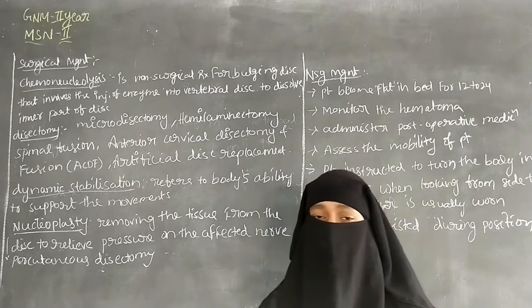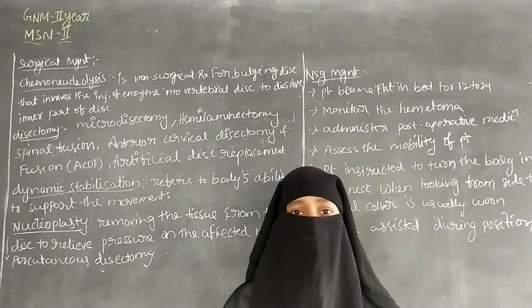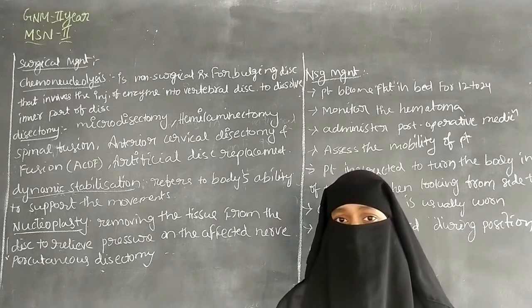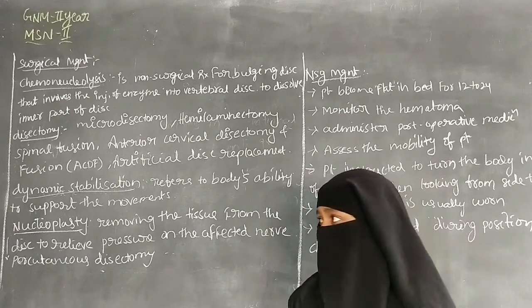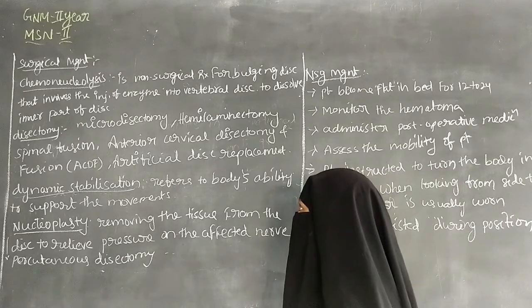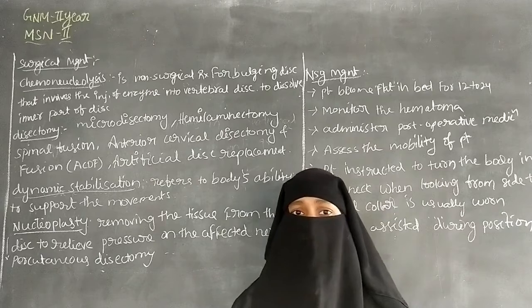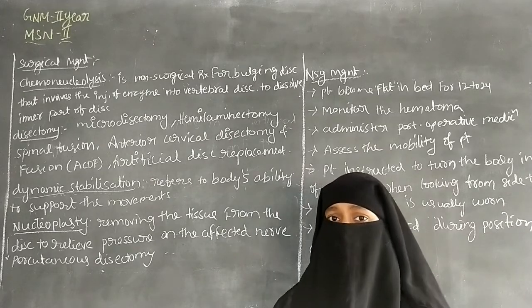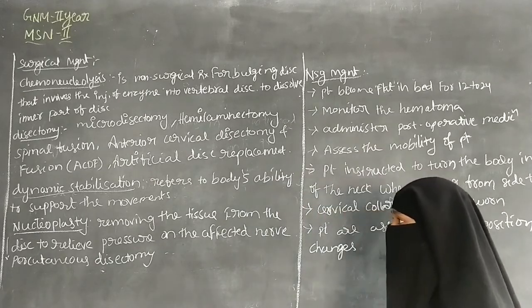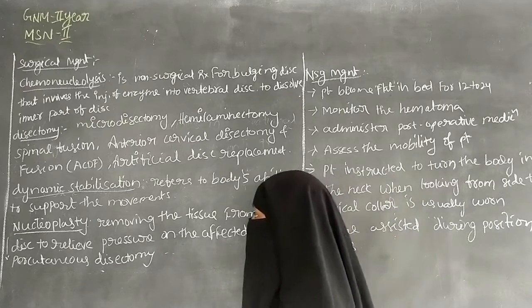So there is decompression of the nerve root and the spinal cord by the discectomy. And there is artificial disc replacement. There is a removal of the herniated disc and it is replaced using metals and devices in the spinal cord. So it is about the surgical management.